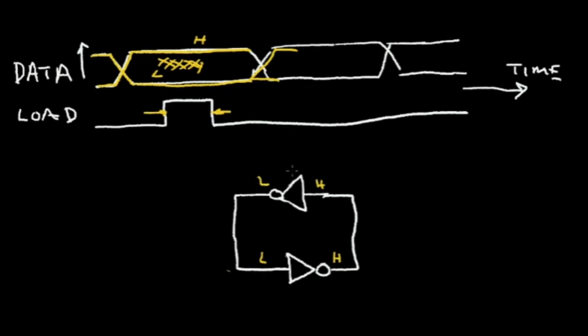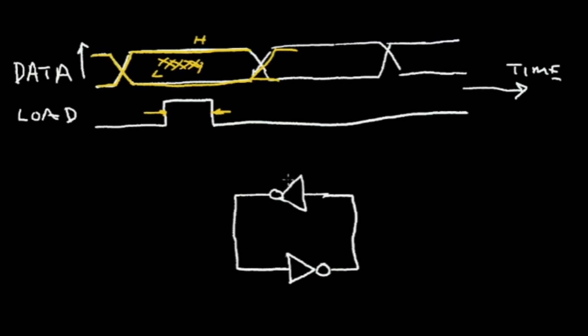So it is in a memory state. Again, if this is a high signal, the inverter makes this a low signal, and this becomes a high signal, and that data is remembered. So let me clean up this drawing just a little bit. I'm going to turn these two inverters into a latch circuit.